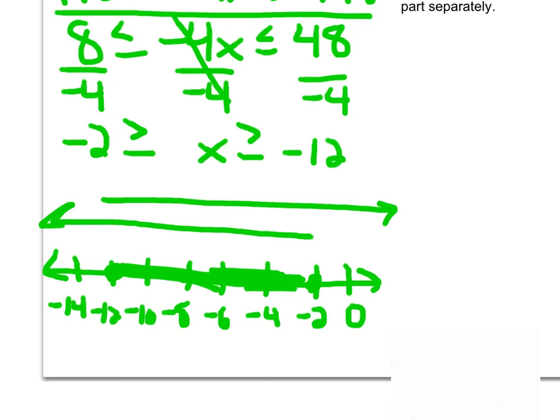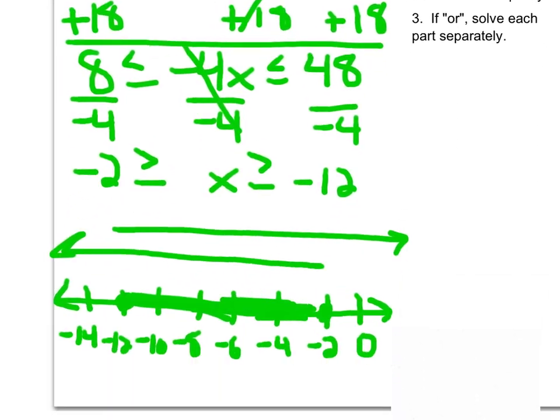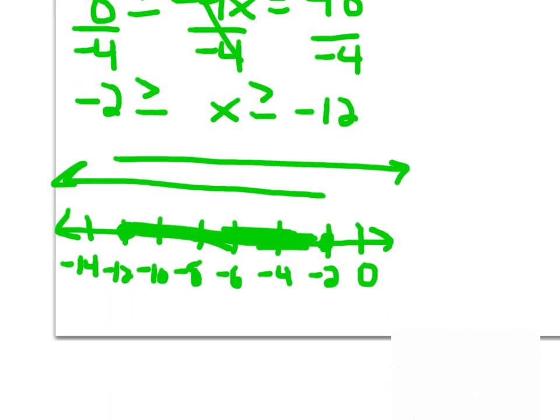So that means any numbers in the middle should be solutions of the inequality. Well, our example asked us to use a graph to give a number that satisfies the inequality. So any number in here in the middle satisfies it. Just because I'm Mr. Ayers and I'm Mr. Math Man, I'm going to pick a number that's not even on a number line, like -6 2/3.